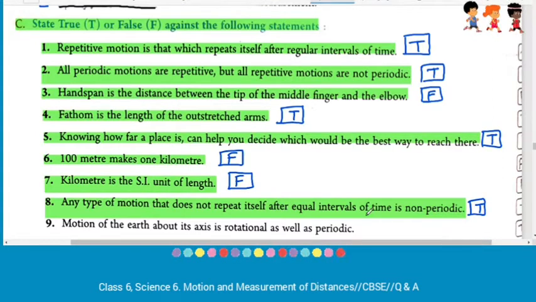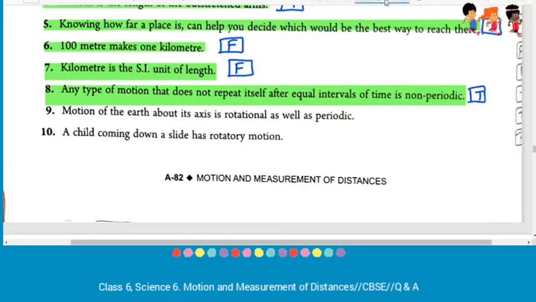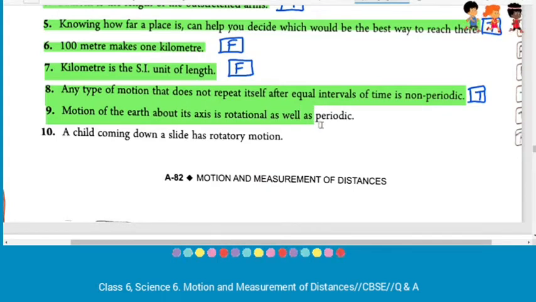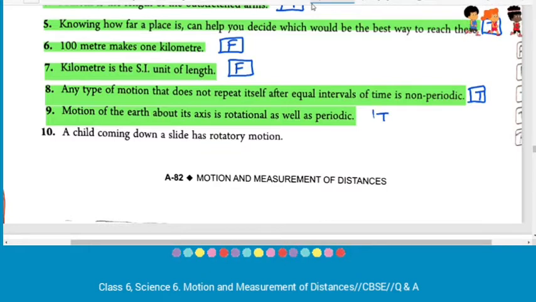Now ninth one, motion of the earth about its axis is rotational as well as periodic. This statement is true. 10th one, a child coming down a slide has rotatory motion. Answer is false.